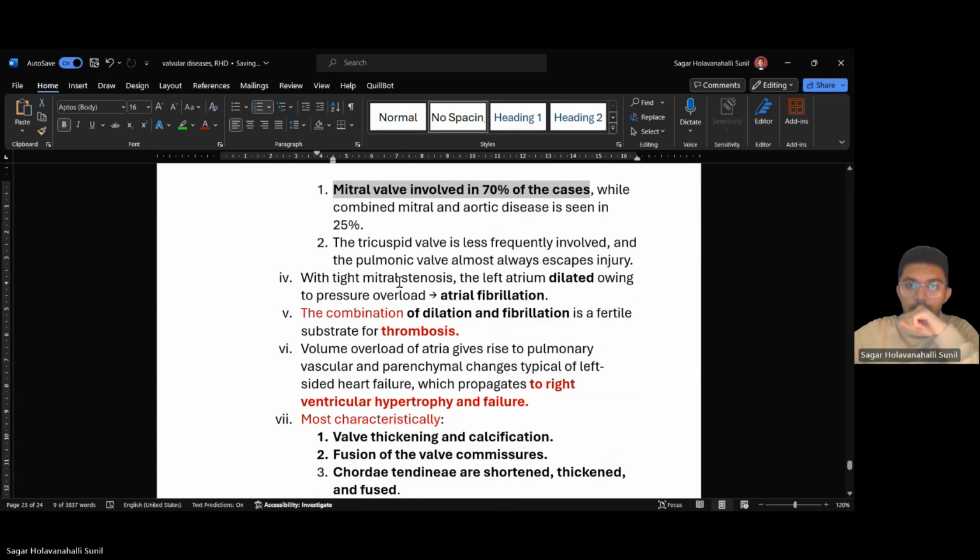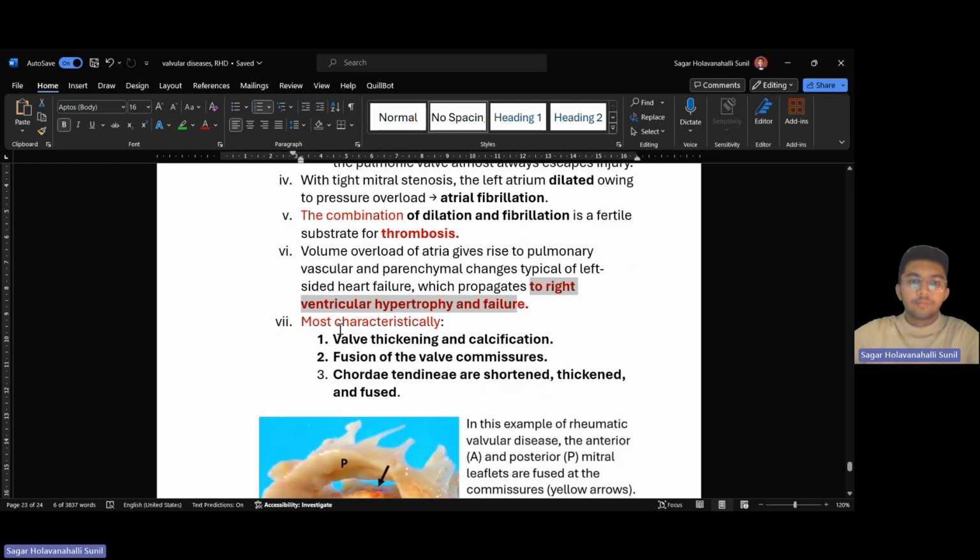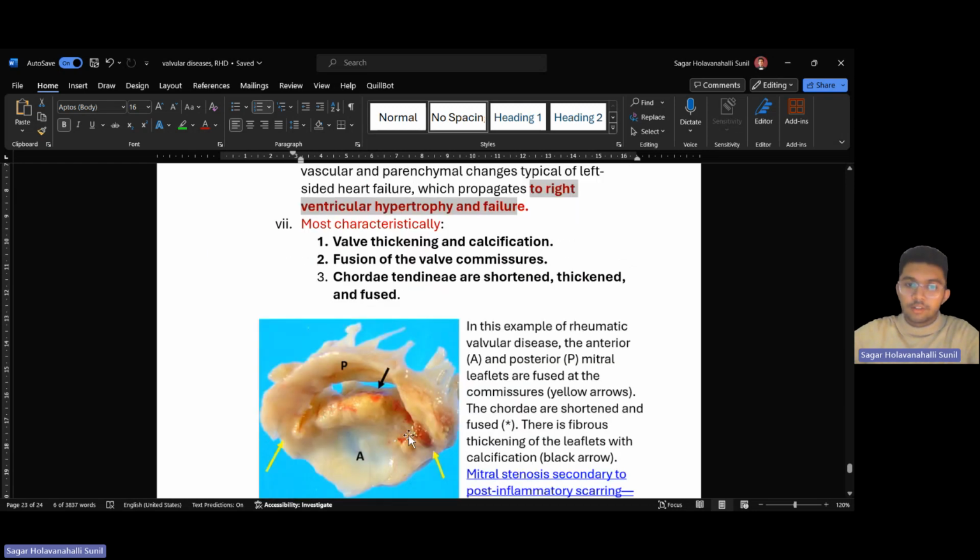And obviously, with mitral stenosis, you can mention atrial fibrillation happening and all the other pathophysiological mechanisms we had mentioned earlier, thrombosis, and the pressure can get transmitted through the pulmonary veins into the lungs, and then from the lungs into the right side of the heart. That can cause right ventricular hypertrophy and failure. That's it.